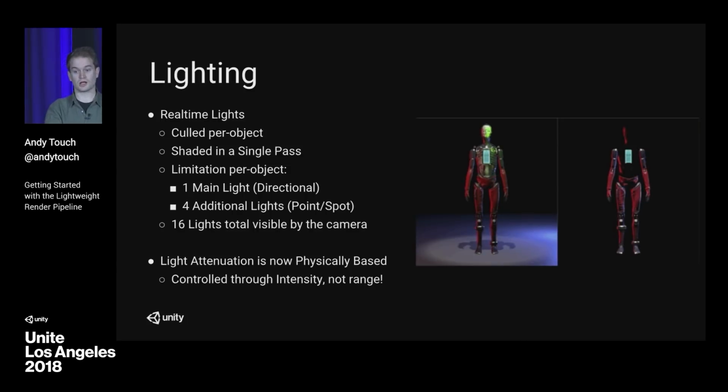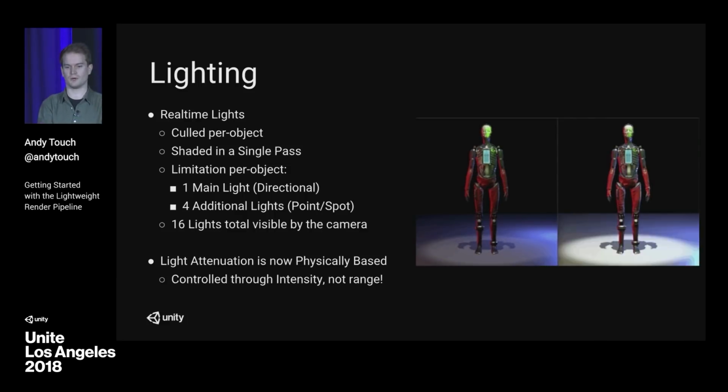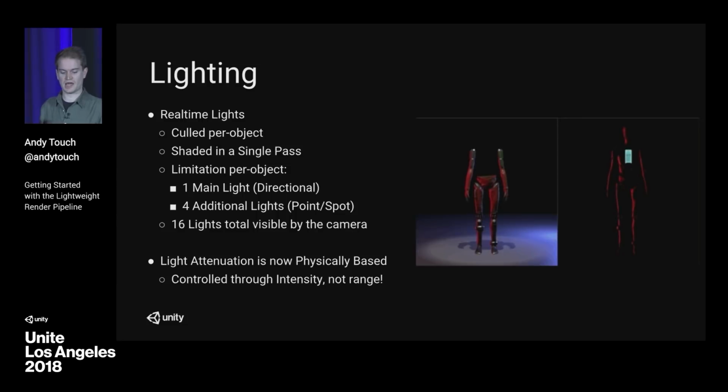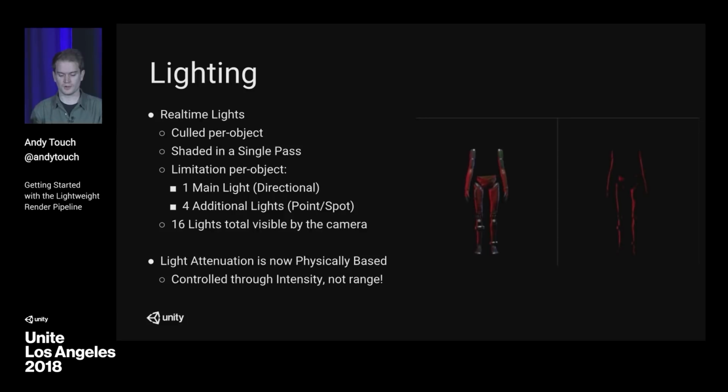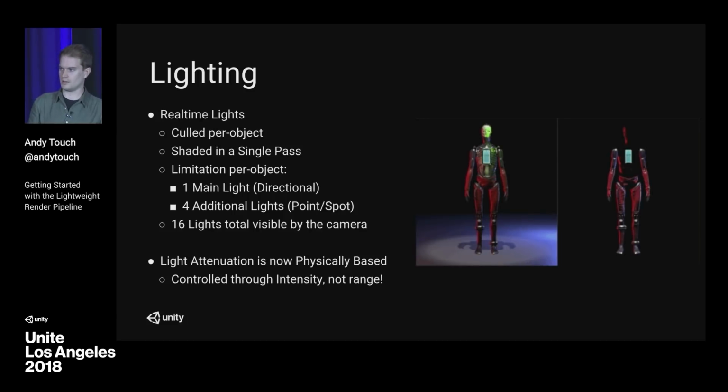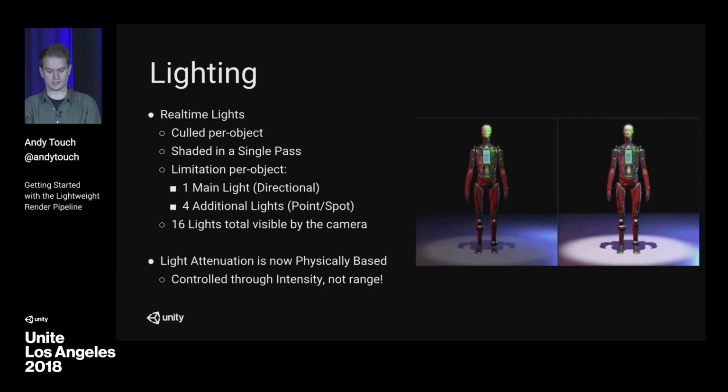But there is a current limitation per object, and that's one main directional light, like a big fill light, and then 4 additional lights that are both point and spot. They're looking into increasing this in the future, but this is as of today. So that same scene uses that one main light and 4 additional lights. 16 lights total are visible by the camera, but they're also looking at how they can maybe increase or change that, but that's currently what it is. And lighting attenuation is now physically based, so controlled through intensity, not range.